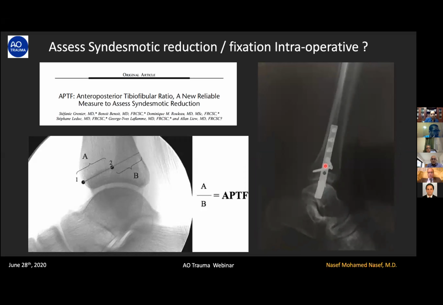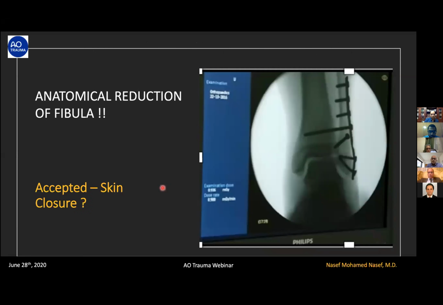And at that time, this was 2016, and to be very honest, I won't say I knew it. I didn't know it at the time, but I took a comparative lateral X-ray of the other side. So I have now done the anatomical fixation. Is this enough? Now should I close the case and finish?